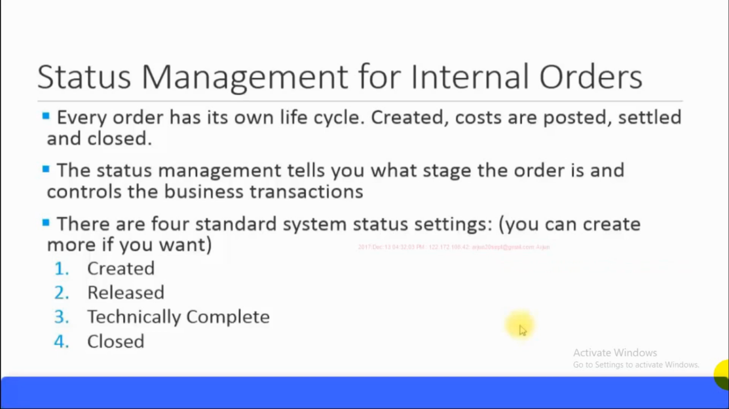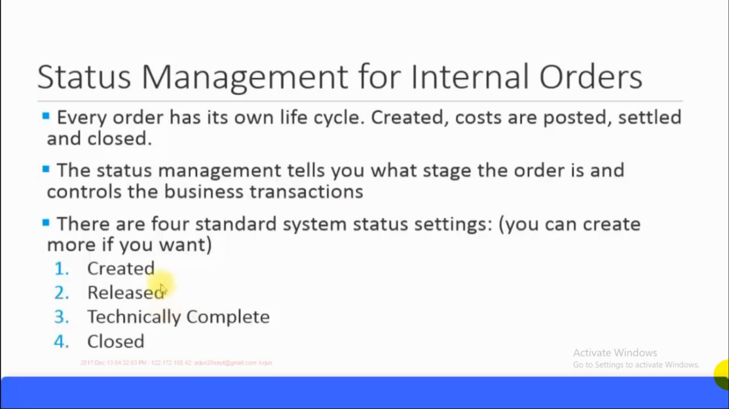Now the status management of the system tells you what stage the order is at, and it can also control the business transactions. Now what are the 4 standard status messages in the system? Created, of course, when you initially create the internal order. Released. Now this one you can automatically release as soon as the internal orders are created. We saw that in the order master config, where you can just click on that indicator saying released. Sometimes you just create the internal orders and release them later. Unless it's released, you can't do any postings to that particular internal order.